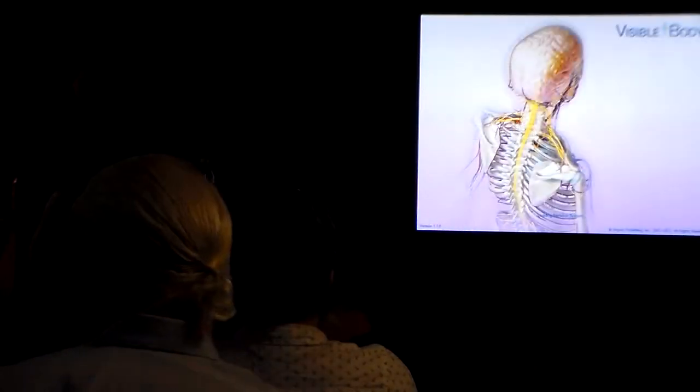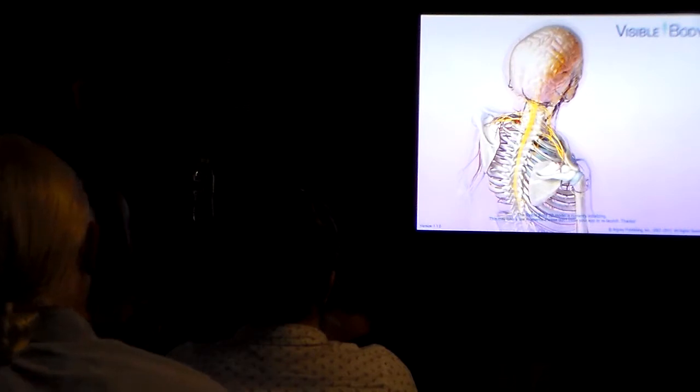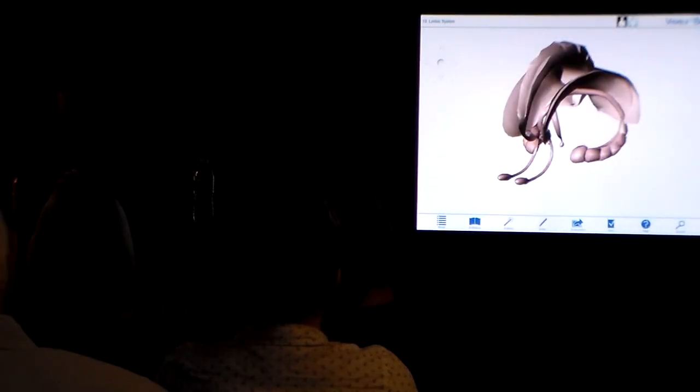You see some of these apps. Yeah, I've got the whole body on here. Cool. So I could have spent a lot less time inhaling formaldehyde if I had this in medical school. There's nothing like hands-on.